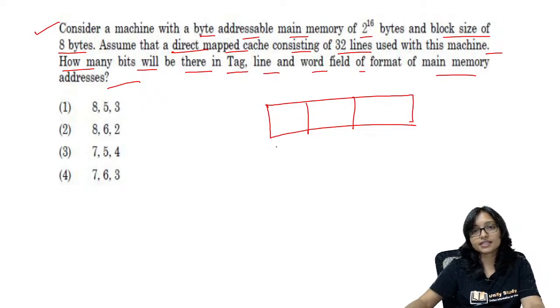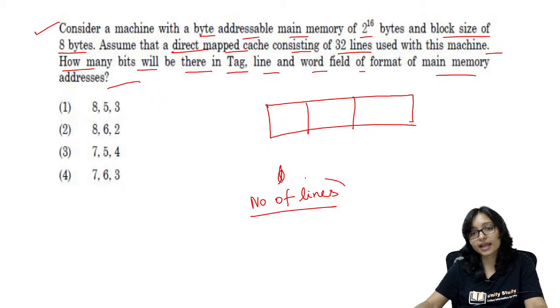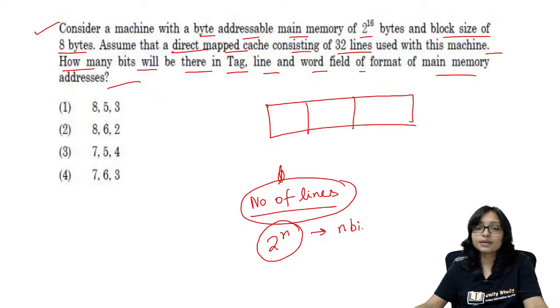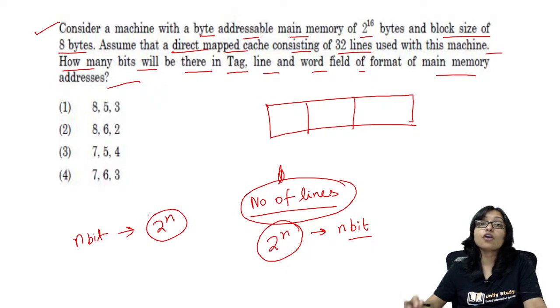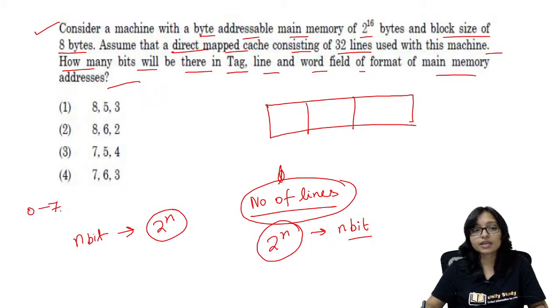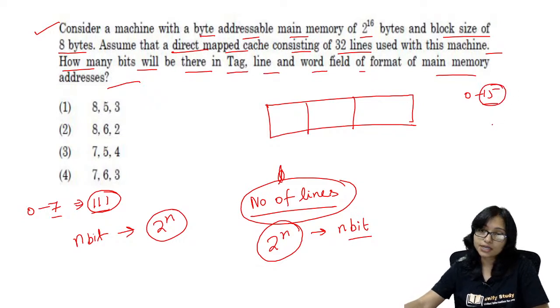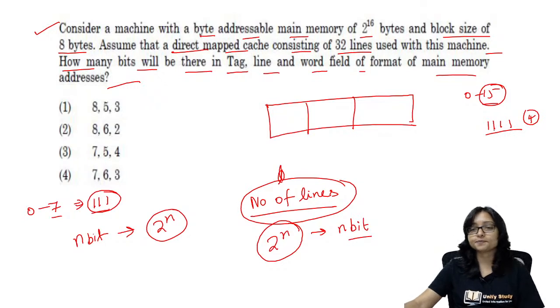So here the concept is the line number, the number of lines. I will store the number of lines in bits. It is the same concept as 2 to the power n. You have to convert the number of lines into 2 to the power n, so n bits will be required, because using n bits I can represent 2 to the power n numbers. Like line numbers 0 to 7: how many bits are required to represent 7? 111, so 3 bits. If the line numbers are 0 to 15, the last number is 15, which is 1111, so I need 4 bits.